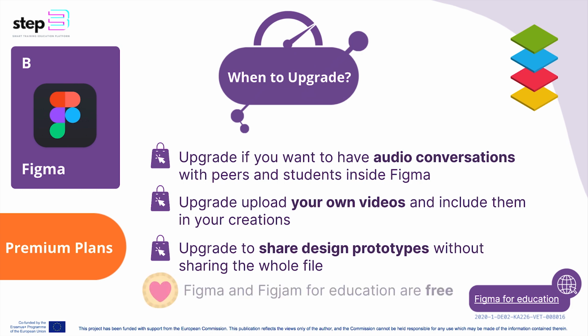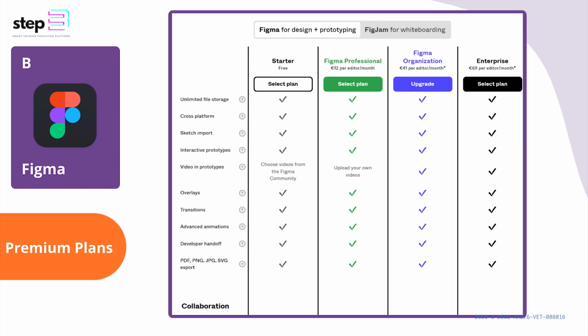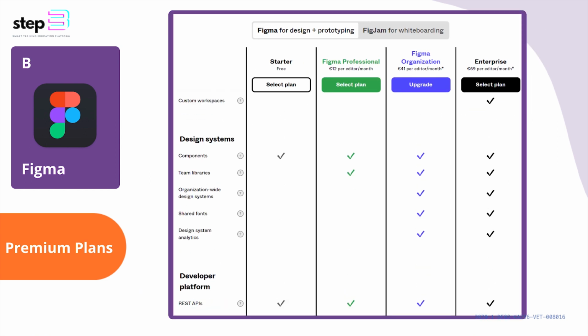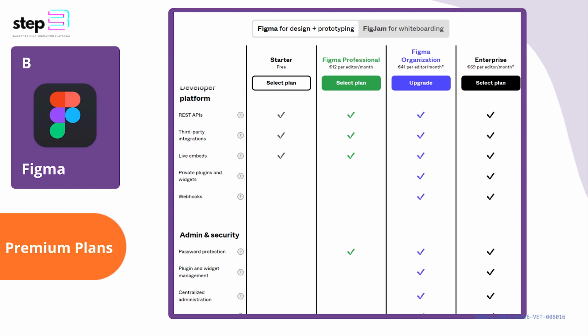I left the best for last. Figma and FigJam are actually free for educators and students. It corresponds to the professional plan, and I suggest that you go to this link and focus on the frequently asked questions section. You can see more details regarding the premium plans of Figma on the following slides of this presentation.